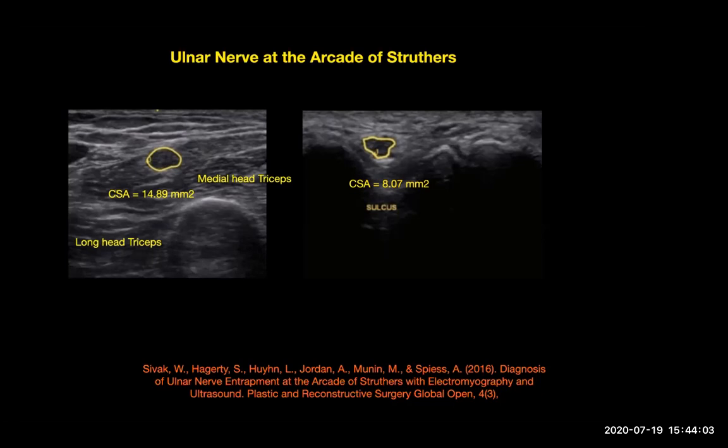So here, if you compare right and left, you will notice that one side has a cross-sectional area of 14, while the other one is 8. And usually, it could be caused by so many things. It could be caused by the medial head of the triceps trying to push that nerve out, or it could just be the epitrochlearis muscle that can also compress that. So there are just a lot of other causes. Could just be a subluxation or a dislocation.